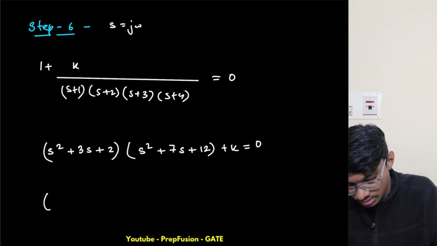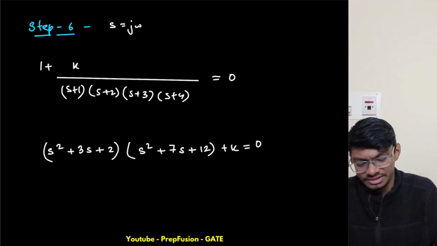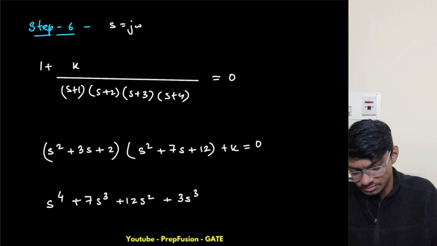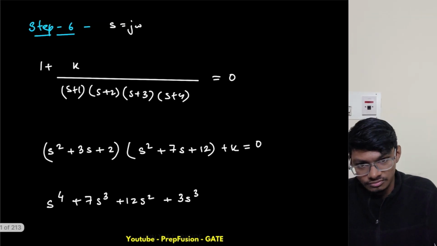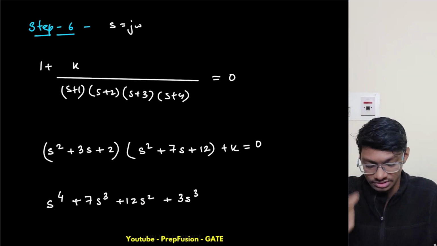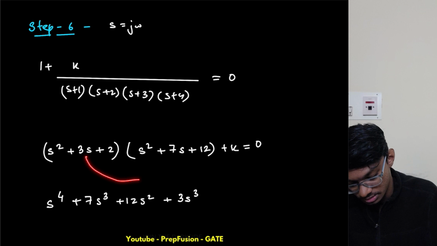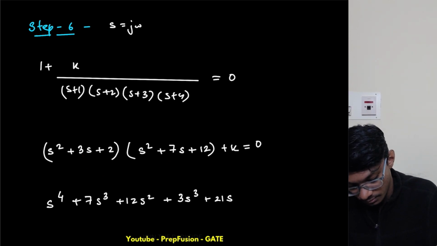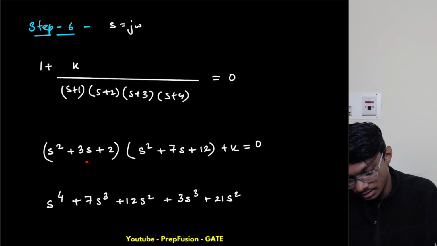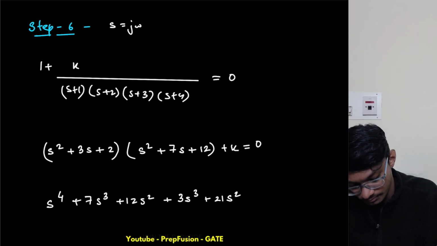So let's see if I am right or not. No, you do it like that one only, it will take the same time, so I just thought now. So this is 3s cube. Now this is 21s square and this is 36s.